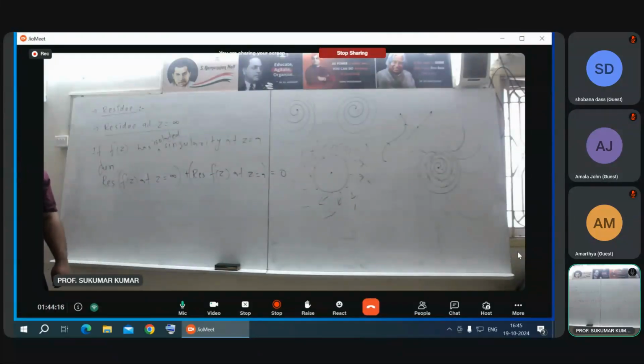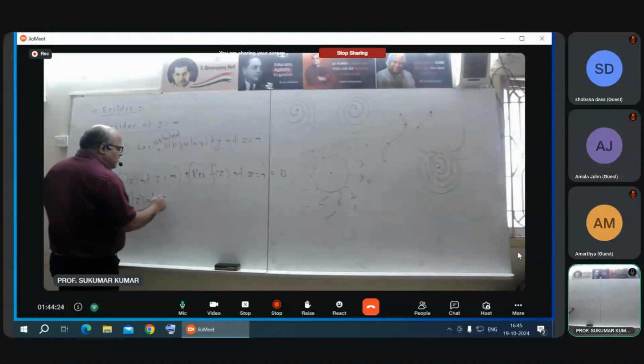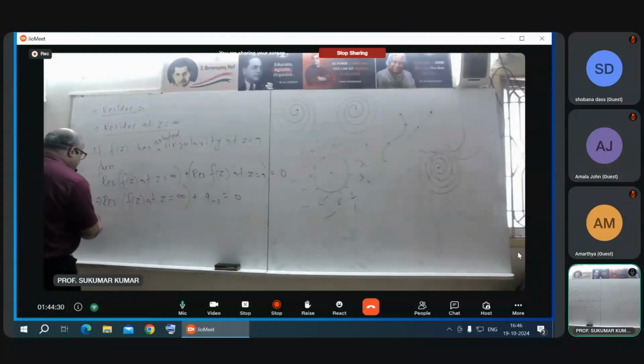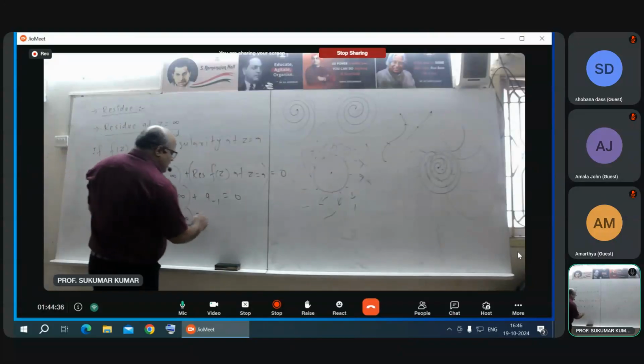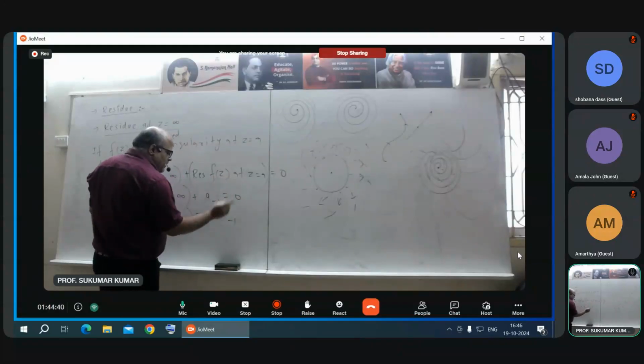Just negative direction, positive direction, residue, when addition going 0. Means residue of f of z at z is equal to infinity. This notation we are giving, no, a minus 1. So residue of f of z at z is equal to infinity is equal to, we will find residue at a, whatever singular point we have, and just minus we will put.